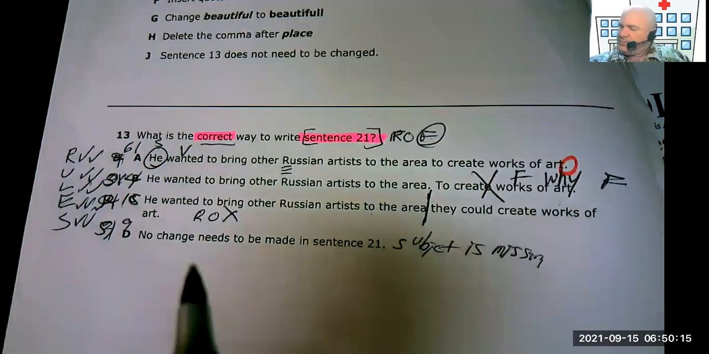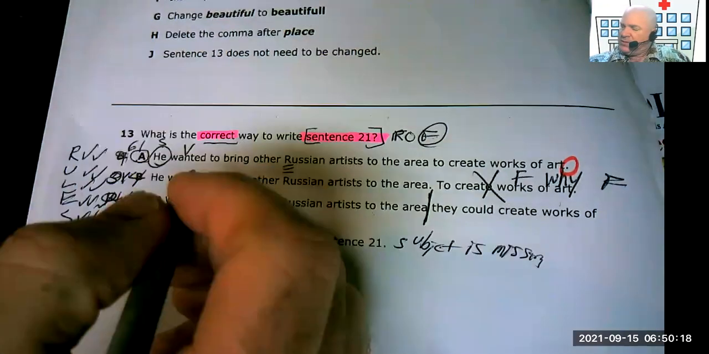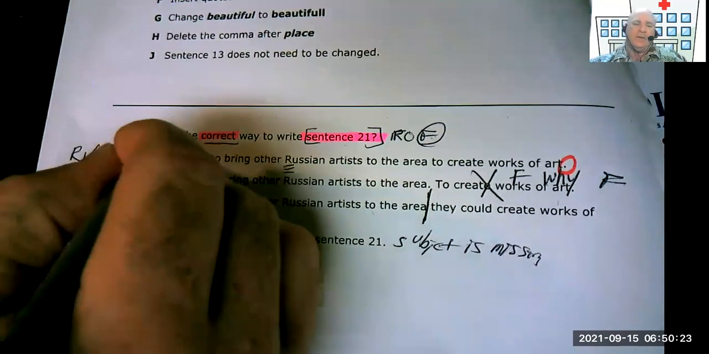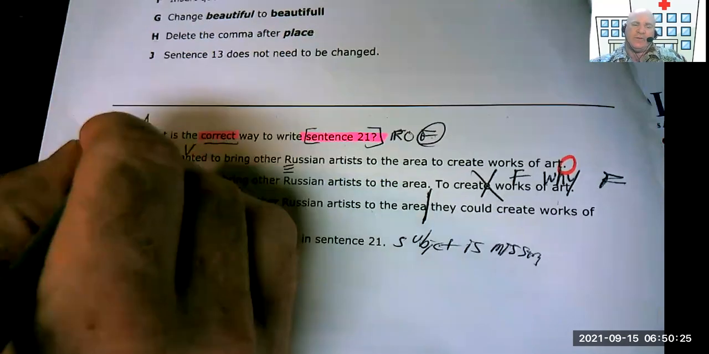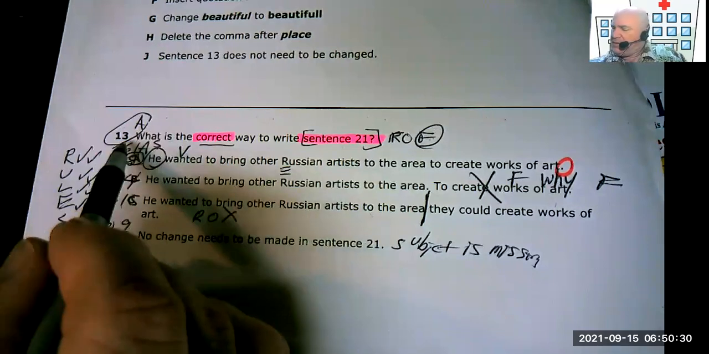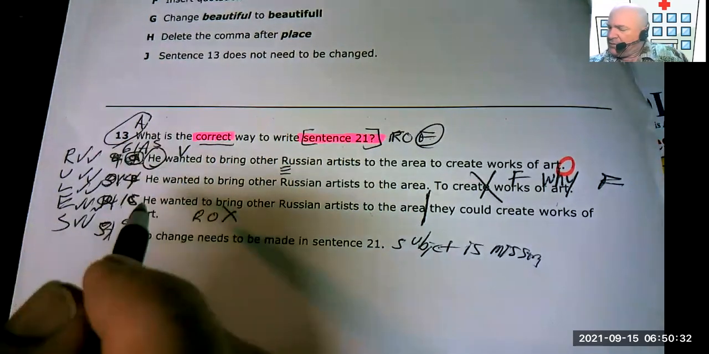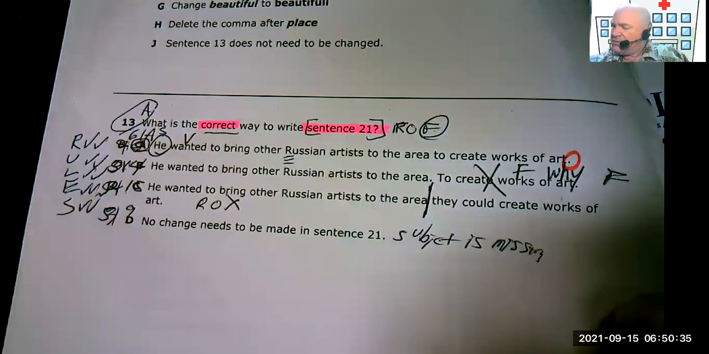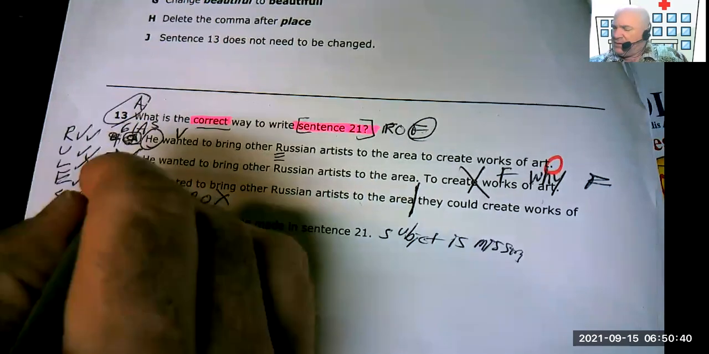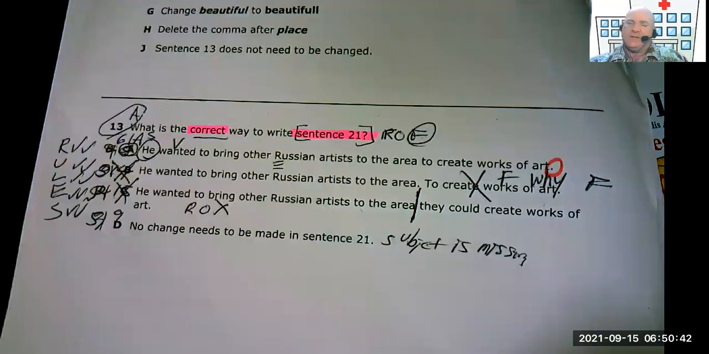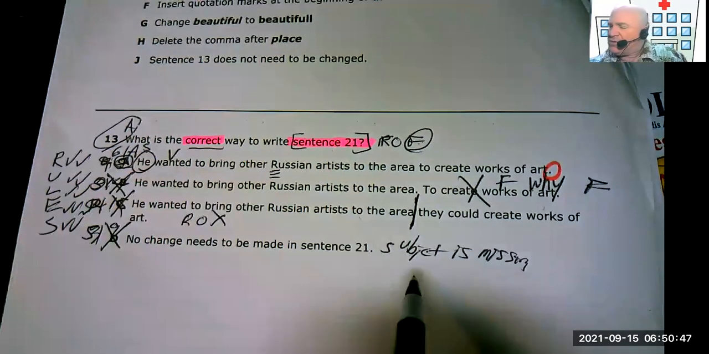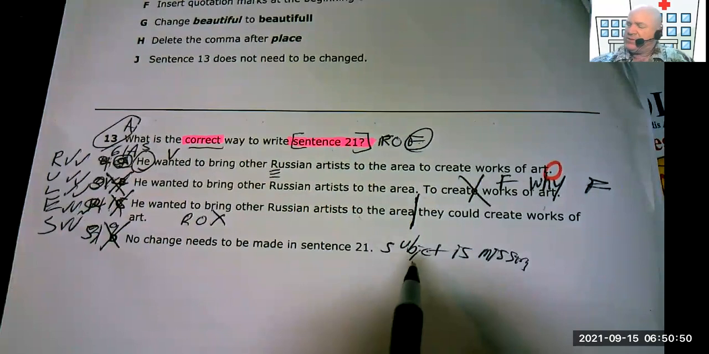Select, fill it in, put an A on the side, put another A up here. We're still working with odd. 13A in the book matches 13A in the Scantron or in your computer. We eliminated B because it was a fragment, C because it was a run-on, and D because the original sentence was missing its subject. So it's also known as a fragment.